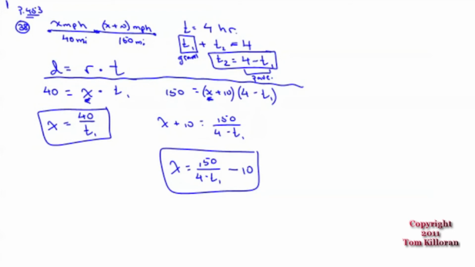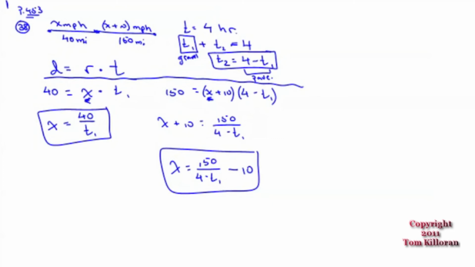Why didn't we distribute? 150 equals x plus 10 times 4 minus T1. You mean FOIL this out? Yeah. Because then you're mixing x's with a 4 and then an x with a t, and it just gets messy. What you're trying to do is solve for x, so you just want to get that piece over to the other side. Treat this like 5, and just move it over to the other side.